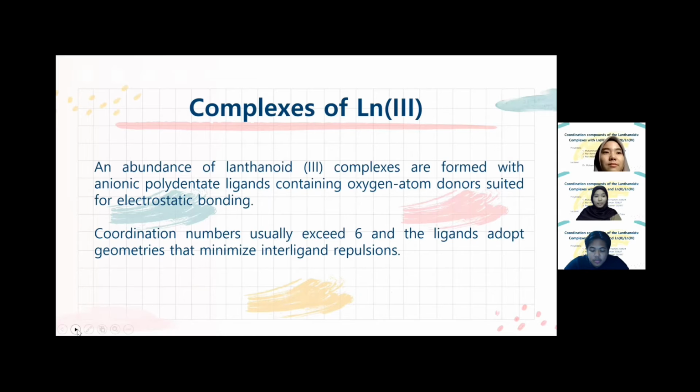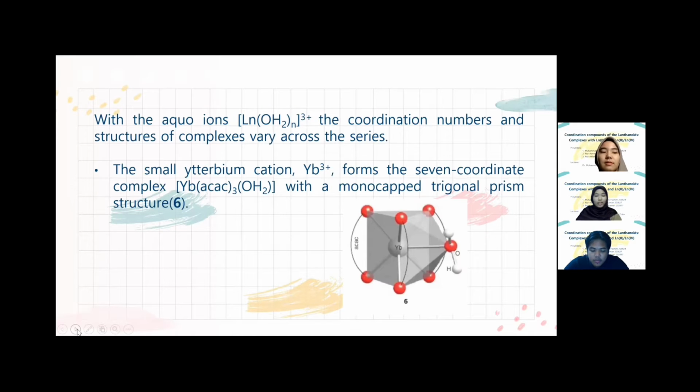Next, with the aqua ions Ln(OH2)n 3+, the coordination numbers and structures of complexes vary across the series, from the left to the right of the periodic table.